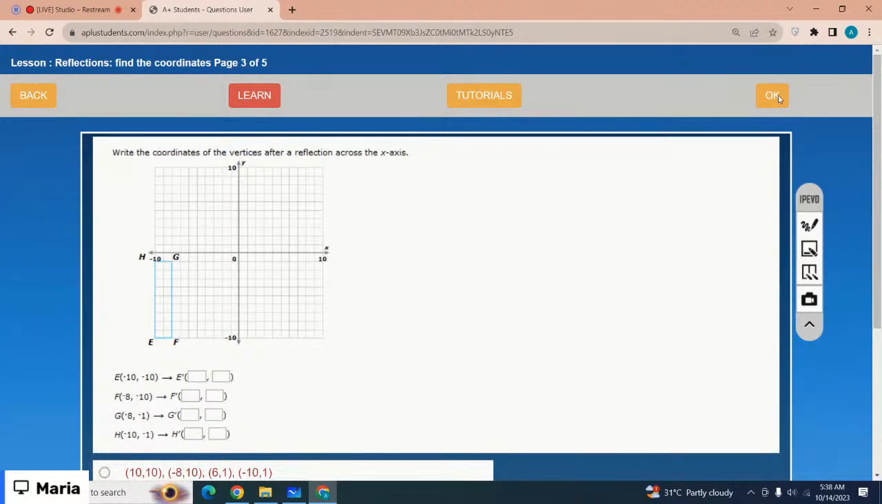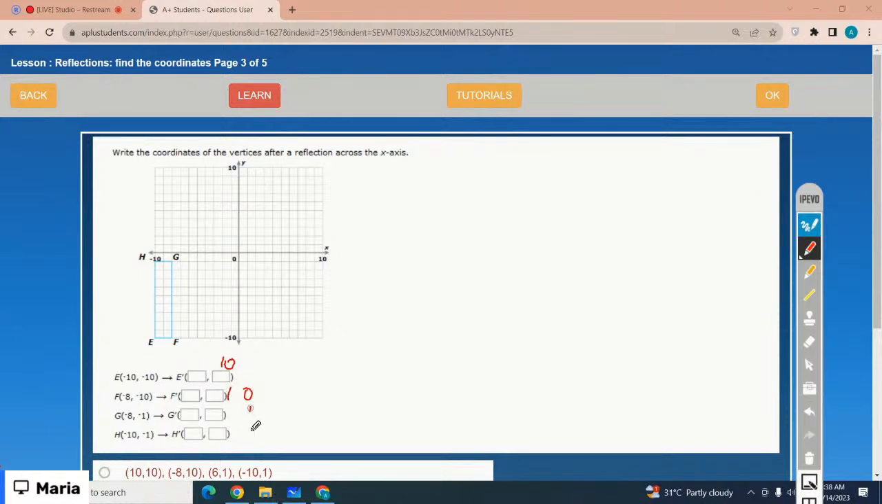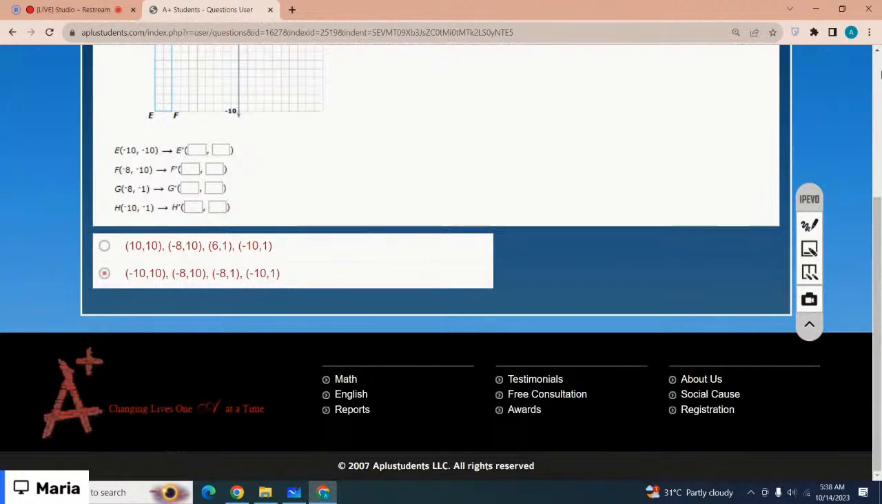coordinates are changed, right? Okay, what are the coordinates of the vertices after a reflection across x-axis? Okay, that is a reflection across x, so x coordinate must be same, just the sign of y is changed. 10, 10, 1 and 1, that would be option 2, I think, is the correct one, right? Option number 2 is the correct option, right?